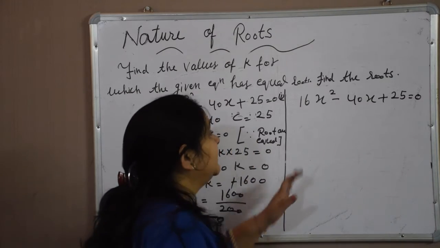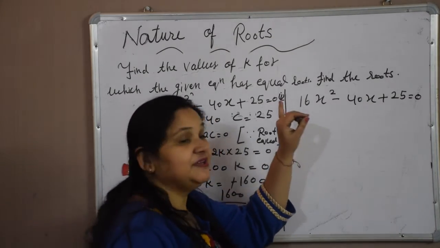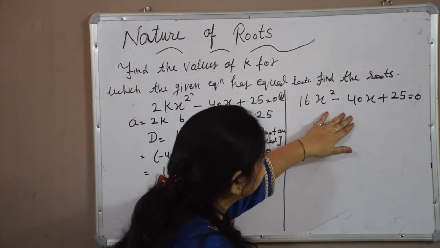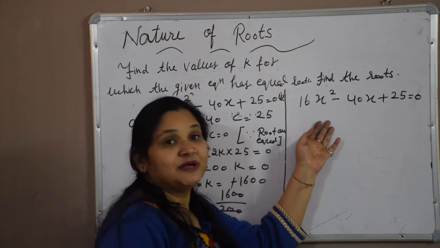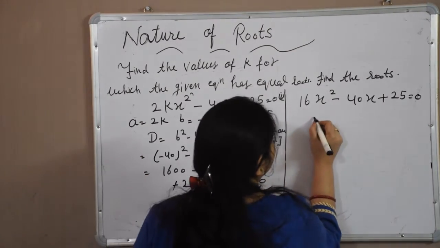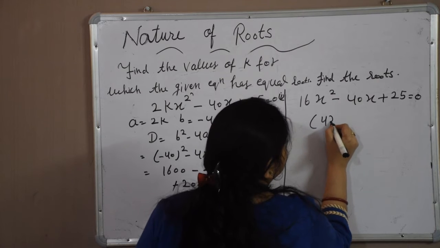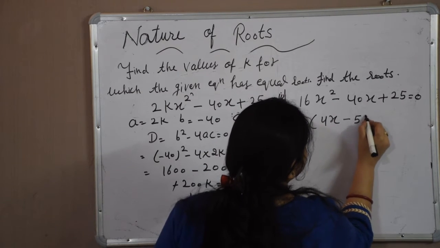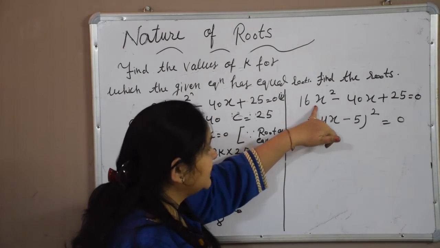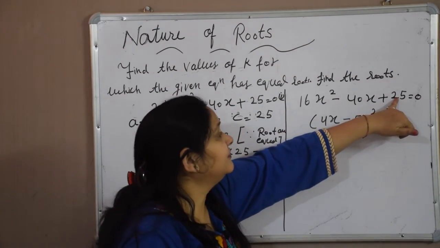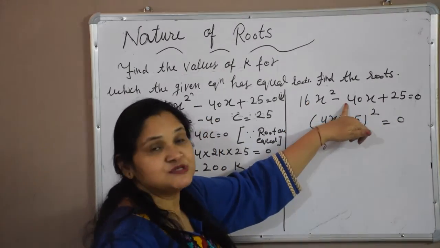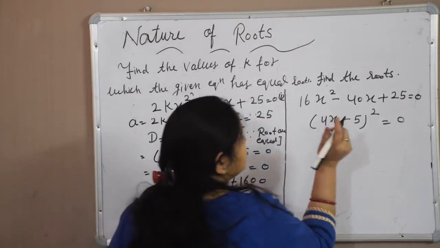Now there are so many ways of solving this quadratic equation. We can solve it by factorization, by splitting, by completing the square, and we can solve it by the quadratic formula. But there is one more way that today I will tell you. This is a perfect square, 4x minus 5 whole square. See how: it is 4x whole square and this is 5 whole square. So 4 into 5 is 20, 20 2s are 40. So it becomes a square.